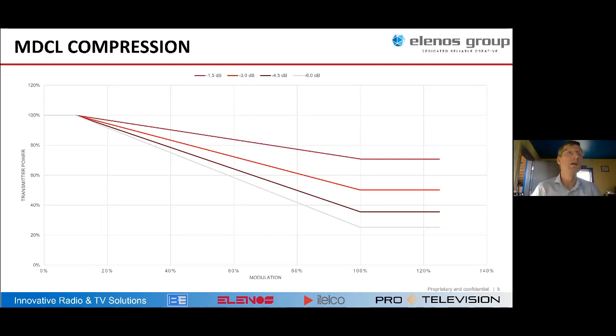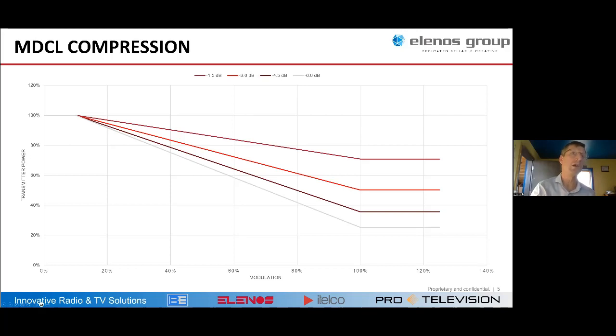This is the characteristic curve that is defined by amplitude modulation companding and the curve with which this unit works. Once you've set the unit up, you can choose how much compression you want. This shows 1.5 dB, 3 dB, up to 6 dB of compression. On the x-axis you've got your audio level up to 125%, and on the y-axis you've got your transmitter operating power.